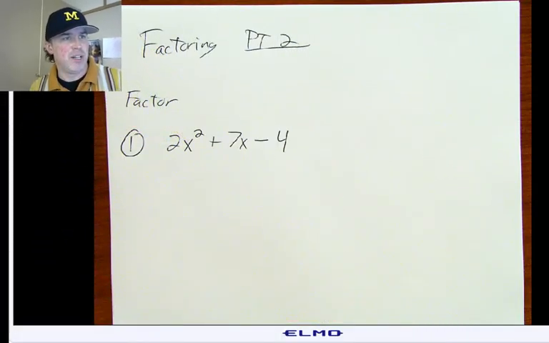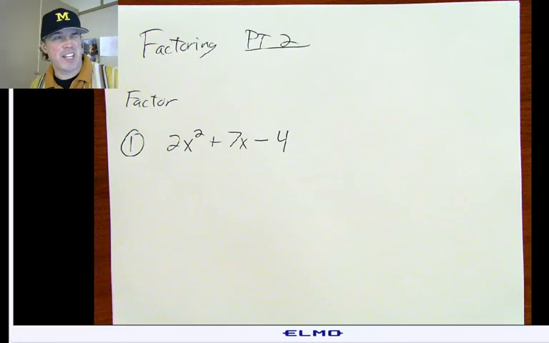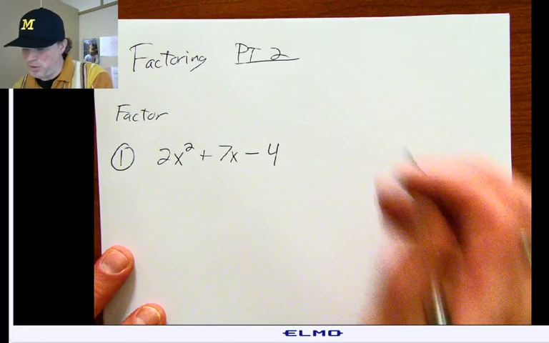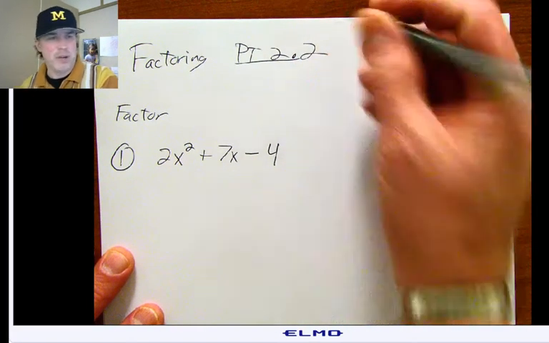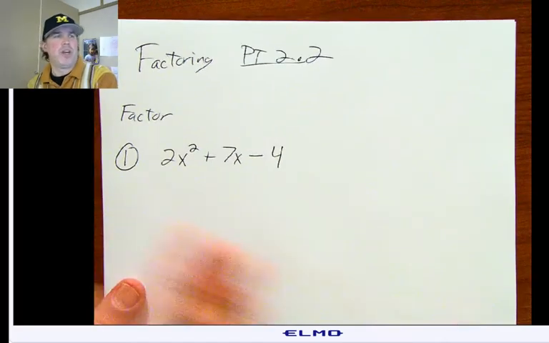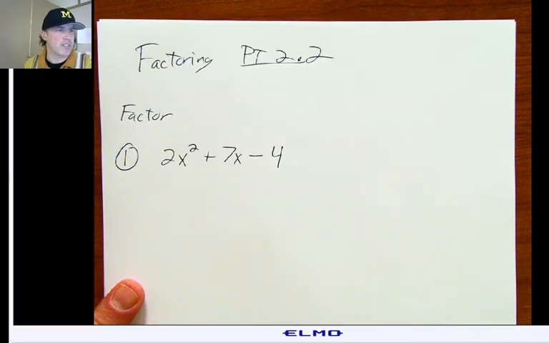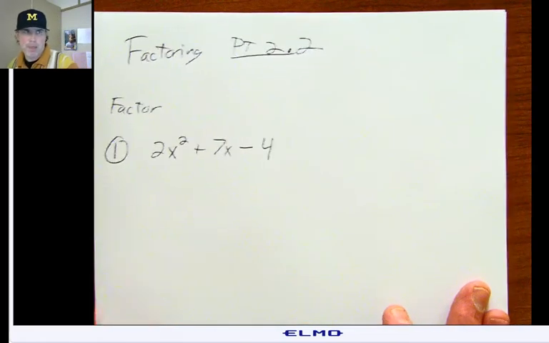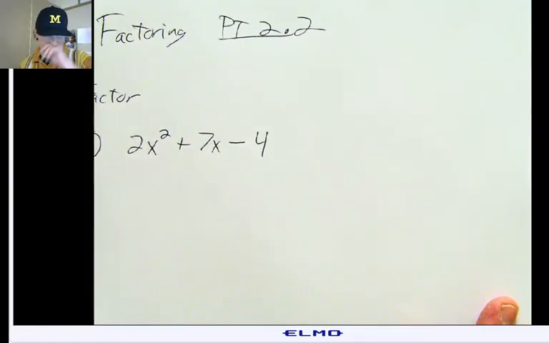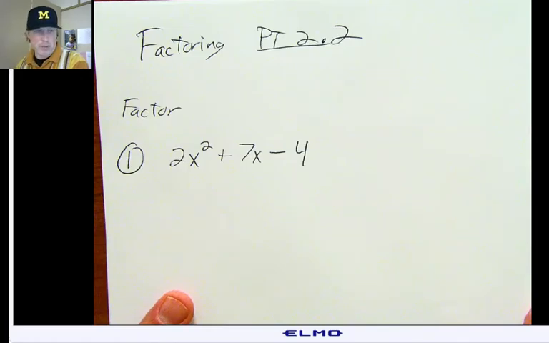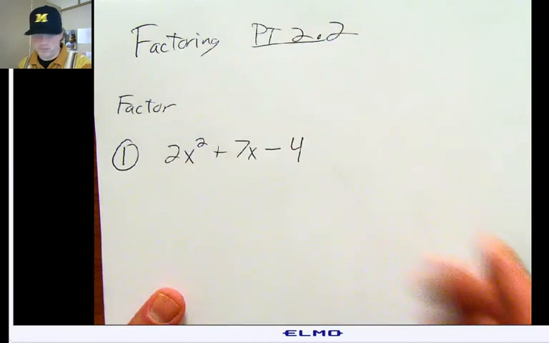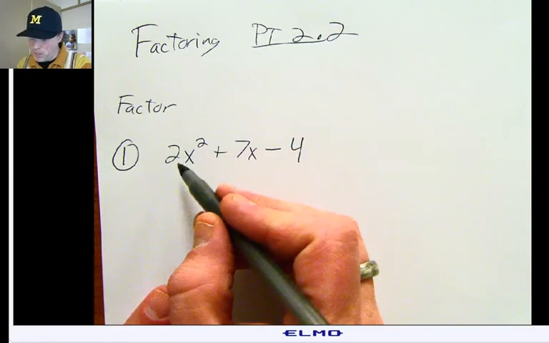Finishing up some factoring examples. So this is the second part of factoring part 2, so we'll call it factoring part 2.2. And the first problem I want to do is factor 2x squared plus 7x minus 4. If you haven't already watched factoring part 2, you might want to watch it because that sets up for this problem.